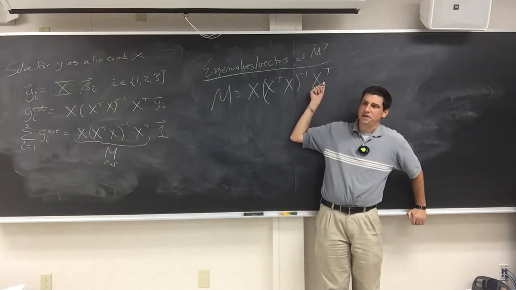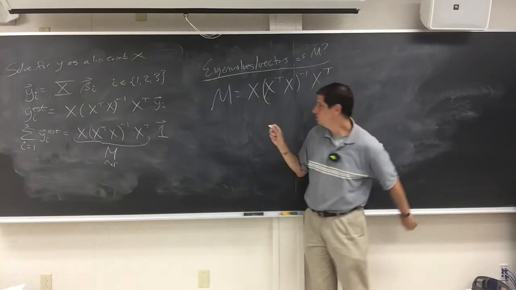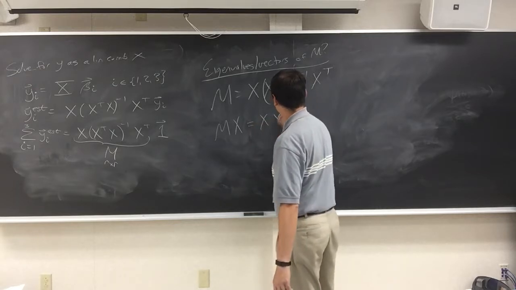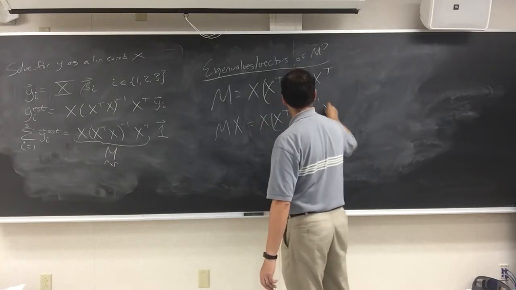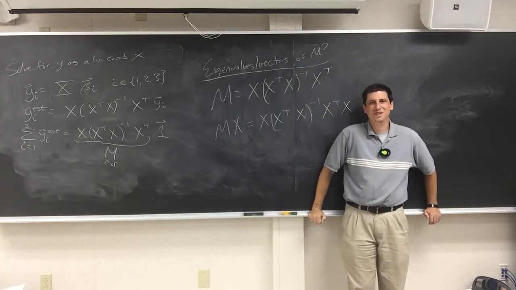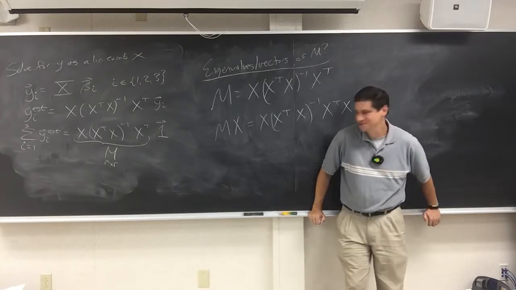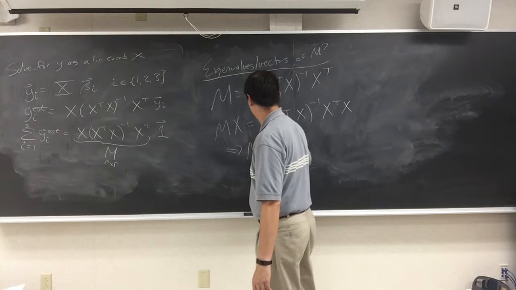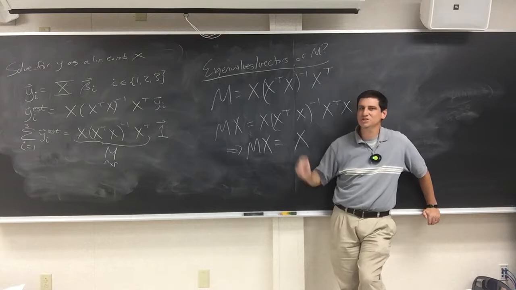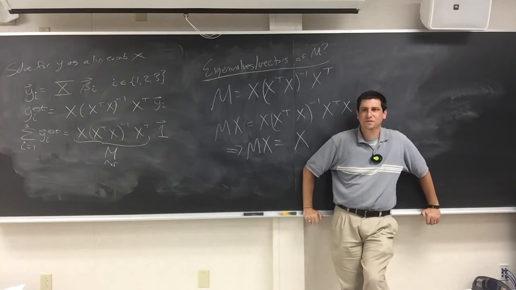If you could multiply this by anything on the right, what would you love to multiply this by? X. So let's just calculate M applied to the matrix X. That will be (X transpose X) inverse X transpose X. What does the right-hand side simplify to? X. So you've just shown that Mx equals X. Can somebody interpret what Mx equals X means? One is an eigenvalue. Okay, and what's the eigenvector?